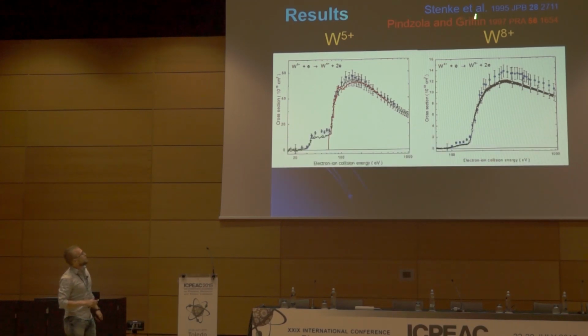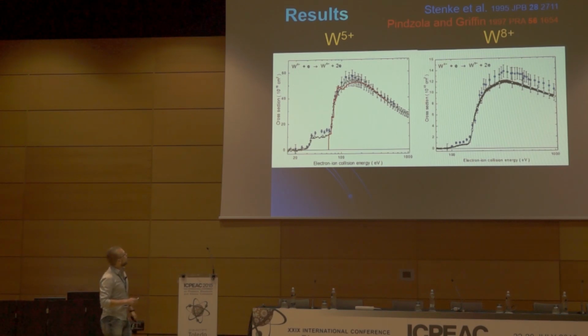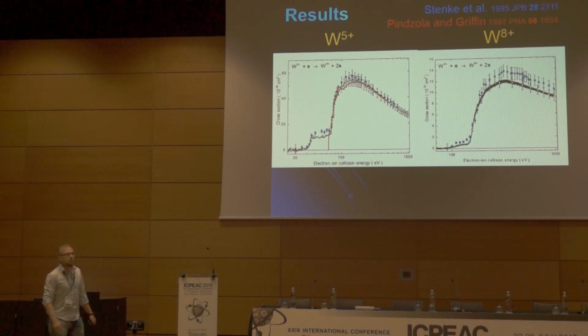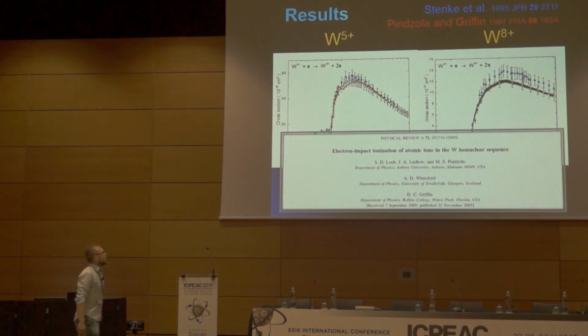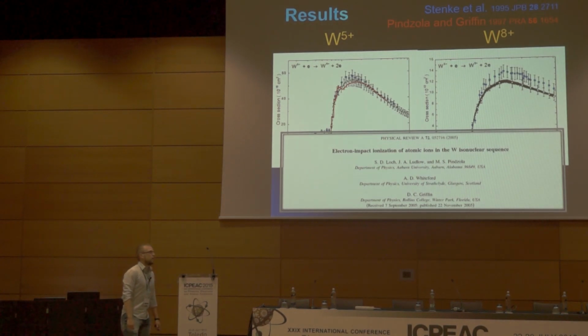There has also been a theory performed by Pindzola and Griffin in 1997. Here it is shown with a red curve. And it has really remarkable agreement, but however, they did not include the contribution of the metastable states, which, I don't know why, they should have known about. And of course, I have to mention the extensive work of Loch et al., which they have performed rather recently on the whole isonuclear sequence of tungsten ions.